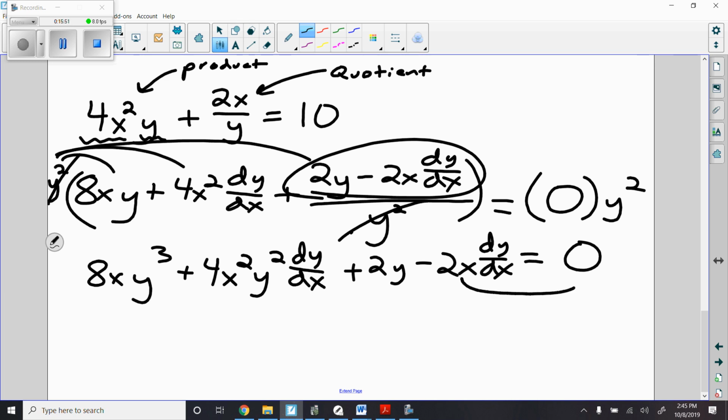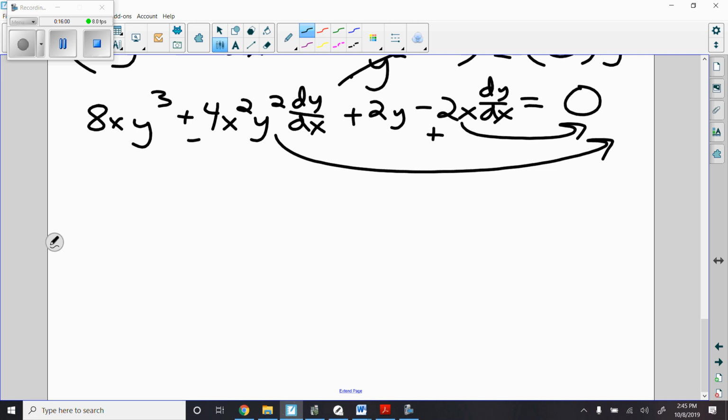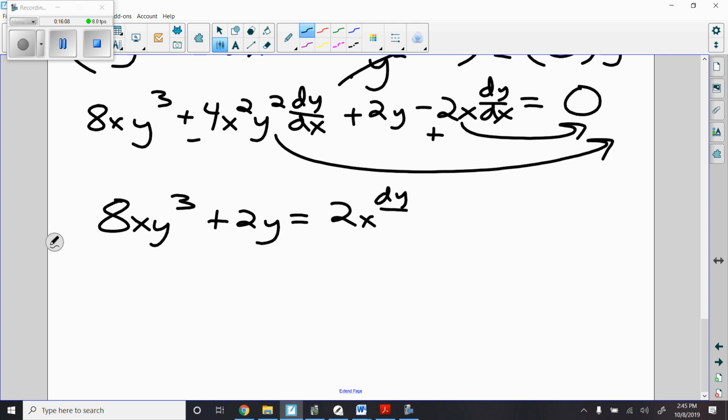Okay? So that's what I'm going to do. I'm going to move this over here, and I'm going to move this over here. This one I'm going to do with addition. This one I'm going to do with subtraction. So here's what I end up having. By doing it that way, I now have 3 of my 4 terms positive, rather than having 3 of my 4 terms negative.